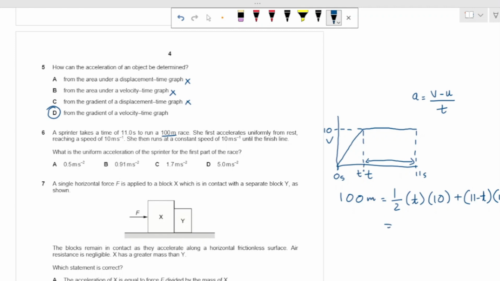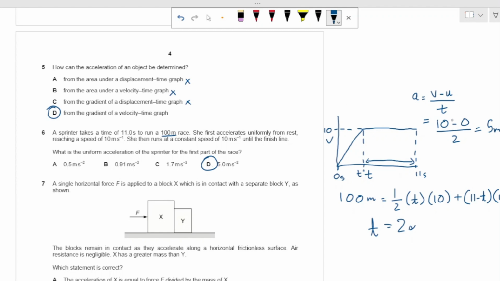When you simplify and solve, let us see. 100 equals 0.5 times t times 10, plus (11 minus t) times 10. So putting this in the calculator, we will get our t value as 2 seconds. Now that's just the t value. We didn't find acceleration yet, but now we can find it. Final value of velocity was 10, initial was 0, over the time 2, and we get our acceleration as 5 meters per second squared. So the option is D.